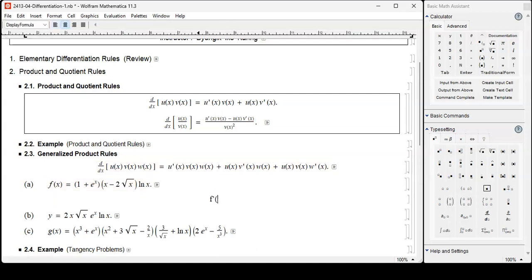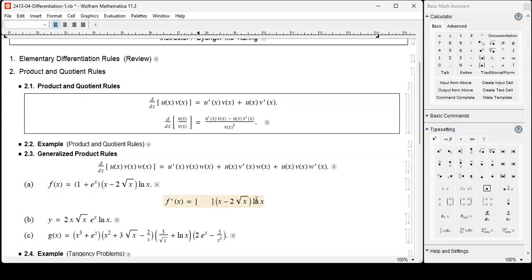f prime of x is the derivative of the first function, and the others must be the same. And let's put parentheses here as well. And then next, the same thing here, except that this is a derivative.